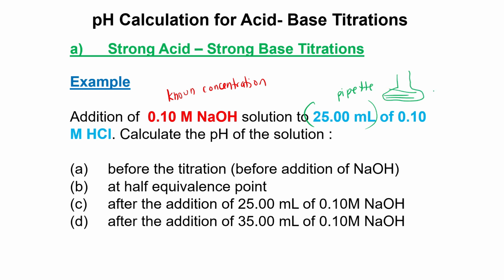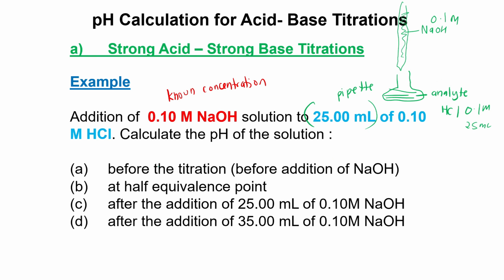Meaning dalam conical flask ataupun analyte ialah HCl. So kalau analyte HCl, dalam burette tu ialah NaOH. So kita tahu NaOH 0.1 molar. So ini 0.1 molar dan 25 ml. Okay, so sekarang kita akan buat titration.